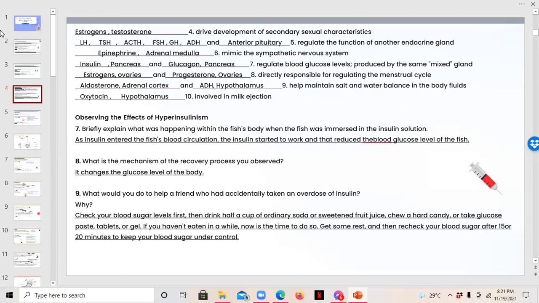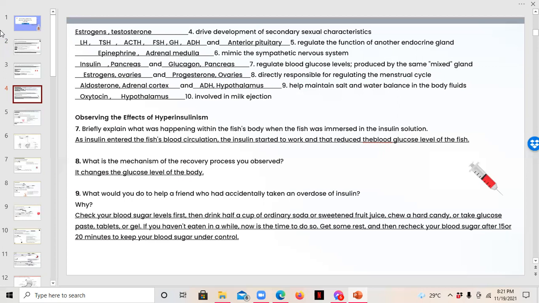Number nine, it helps maintain salt and water balance in the body fluid. The answer is aldosterone, adrenal cortex, and ADH, hypothalamus. Number ten, involved in milk ejection. The answer is oxytocin and hypothalamus.